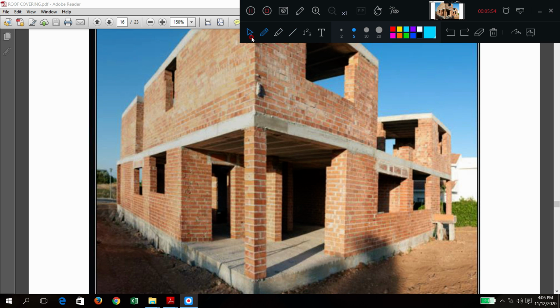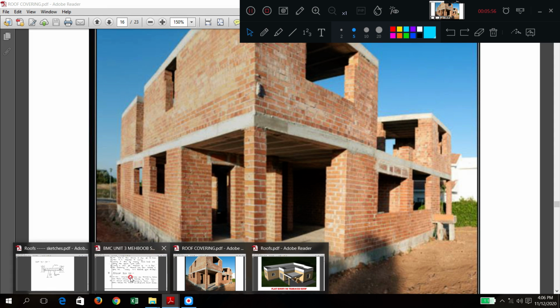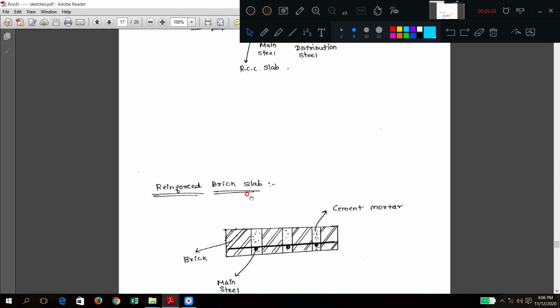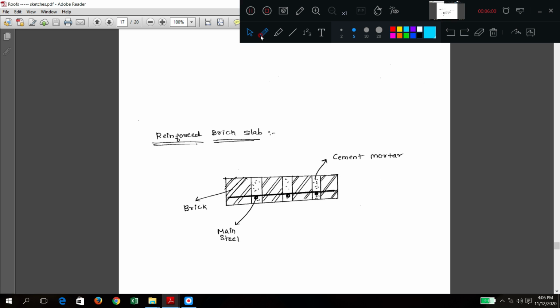Next category, brick slab. Here reinforcement is also there. Bricks are also there. How should you understand this point? Reinforcement means steel is there. In this direction also, in this direction, these are the steels. Okay, both way steel is there.